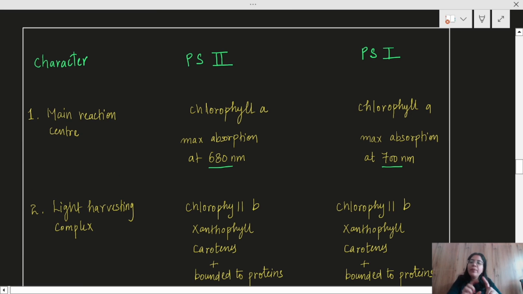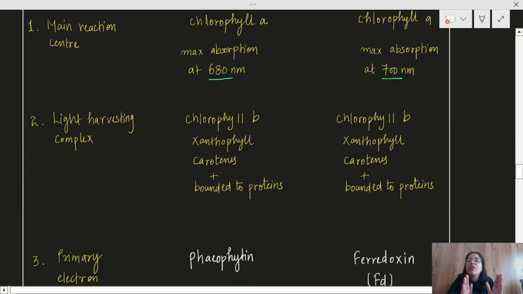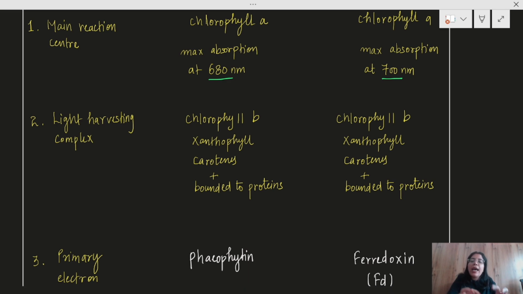First point, just read one by one. The main reaction center pigment in photosystem 2 is chlorophyll A, which shows maximum absorption at 680 nanometer, right? Photosystem 1 has chlorophyll A, which shows absorption at 700 nanometer. So one shows maximum absorption at 680 nanometer, that is photosystem 2. Another shows maximum absorption at 700 nanometer. The main reaction center chlorophyll A shows maximum absorption at different wavelengths in the two photosystems. That's why we have two types. Then the light harvesting complex is the same in both, right? It is made up of chlorophyll B, xanthophylls, carotene, and all these pigments are bound to protein, right?